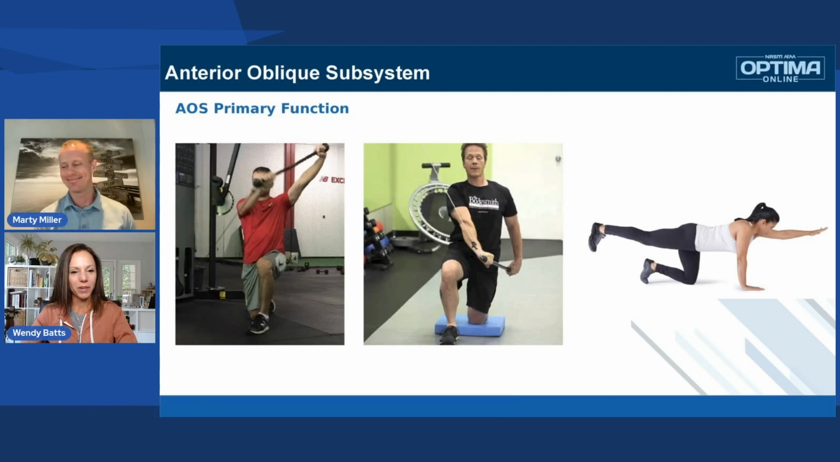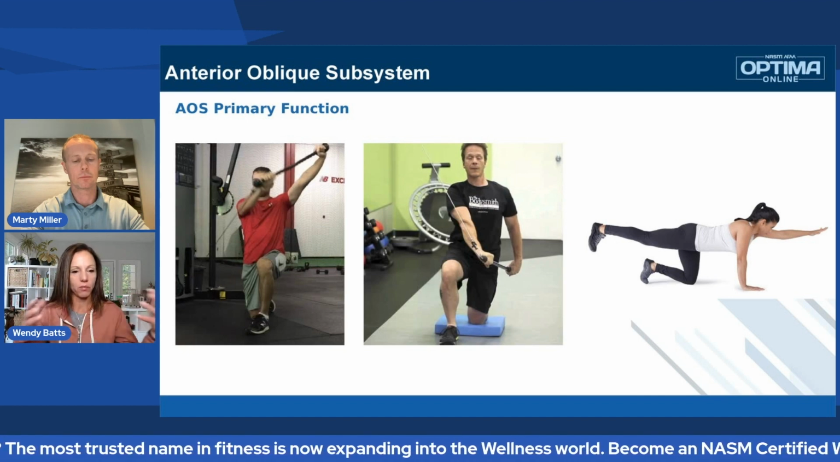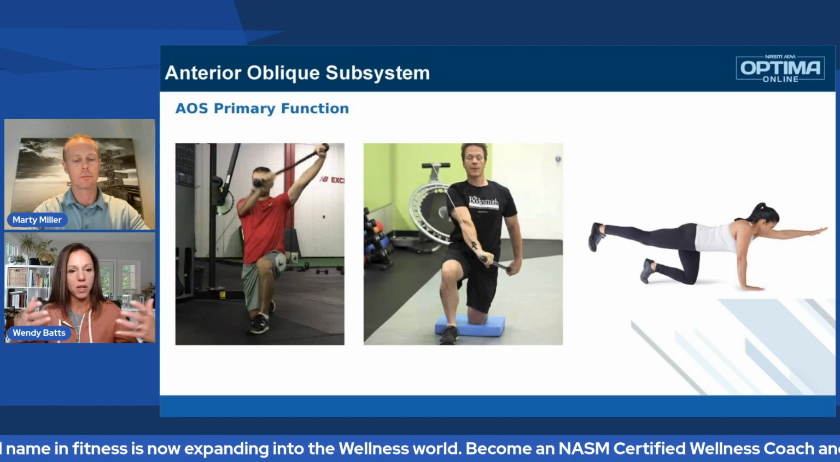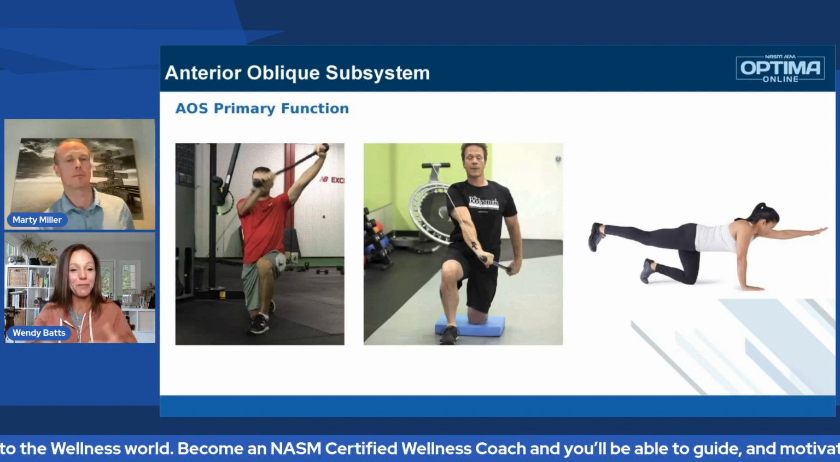So when we talk about the primary function, again, think about what Marty said. I mean, we're looking at the obliques and we're looking at the opposite inner thigh as well as the outer hips. And so, any type of chopping patterns or lifting patterns or what we've referred to as PNF type patterns, opposite arm, opposite leg.